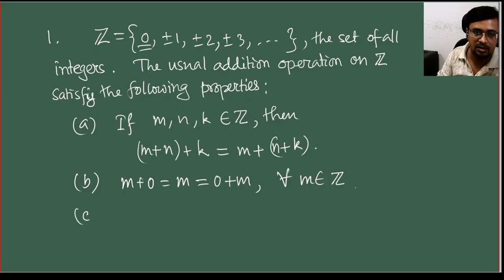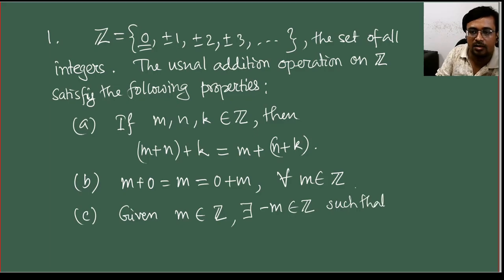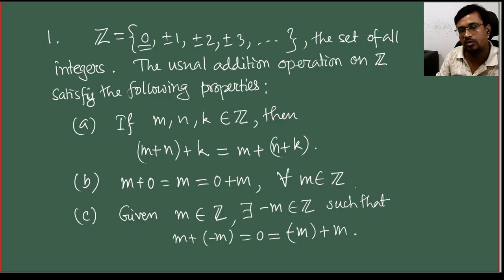Okay. The third thing is that given any integer m, there is a negative integer minus m that exists. Another integer minus m belongs to Z, such that m plus minus m, the identity, is equal to minus m plus m. Therefore every integer admits its inverse with respect to the addition operation.